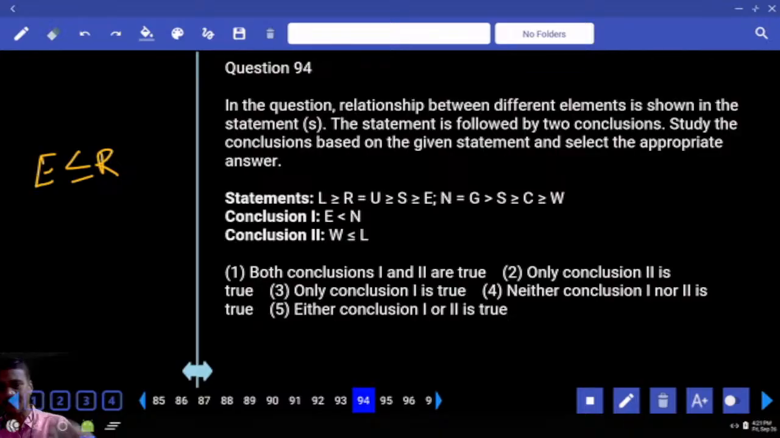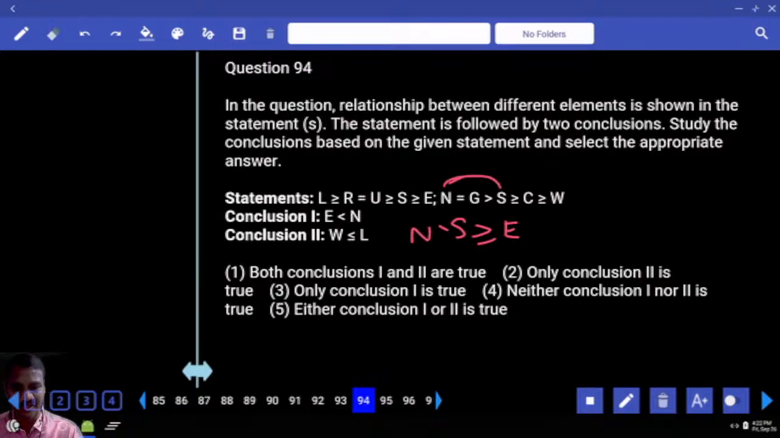Now in this 94, the relation between E and N. E is here, N is here, and from E to N, which element is common? S is common. S greater than or equals to E, and next you need to move from N to S. N greater than S. N greater than S, greater than or equals to E, so N greater than E, which means E lesser than N. E lesser than N, definitely.